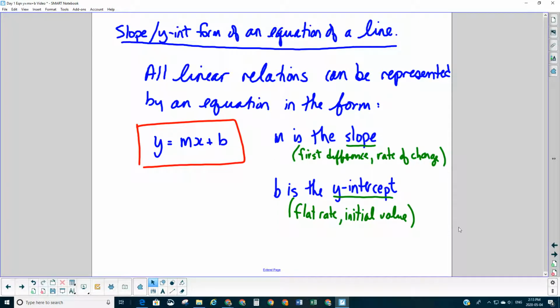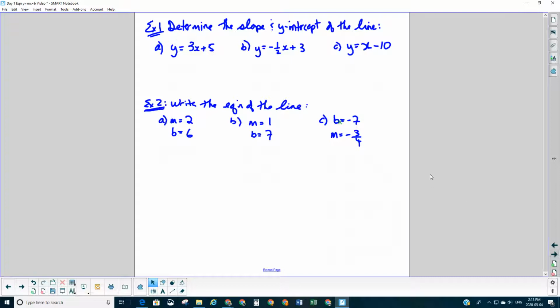You got comfortable with it in the first Desmos activity. You'll be practicing some more with another Desmos activity in a second, but let's just quickly go through how we can get these. Here are a bunch of examples with determine the slope and the y-intercept of the line. So here we go, y equals 3x plus 5. It's in the form y equals mx plus b.